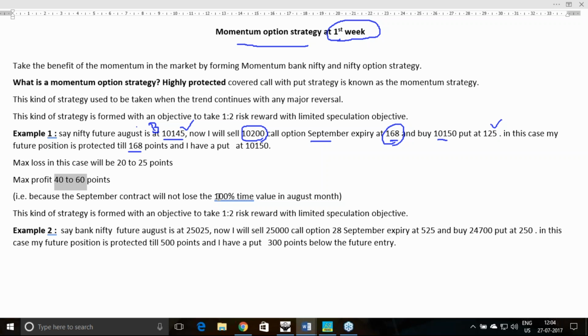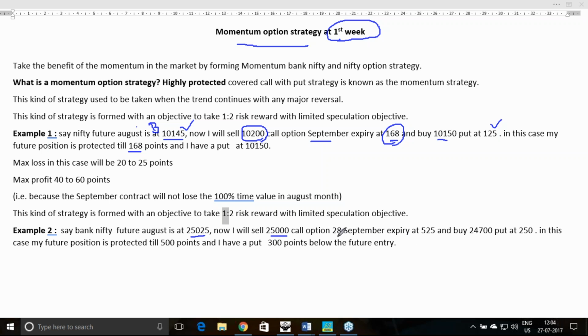So this is because the 100% of time value will not be lost in the September contract, whatever may be the case. But it is being formed with 1:2 risk reward proportion. Same thing if you are going for Bank Nifty, say August future is trading at 25,025. You'll be selling a 25,000 call option of the September.